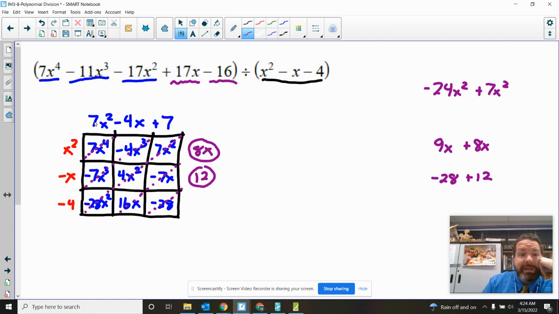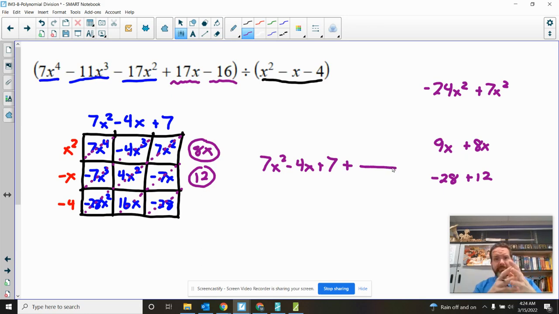So here's what I got. My quotient is the 7x squared minus 4x plus 7. And we're simply now going to add on the remainder. And just like when we did the 5/8 in that very beginning, your remainder here is going to show up as a fraction. Take what you have here. I've got 8x plus 12. And on the bottom, put in what your divisor is, the x squared minus x minus 4.